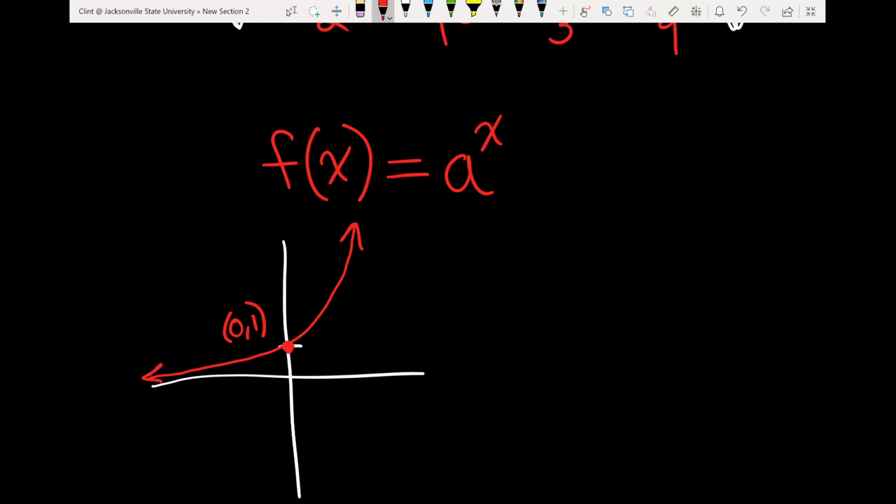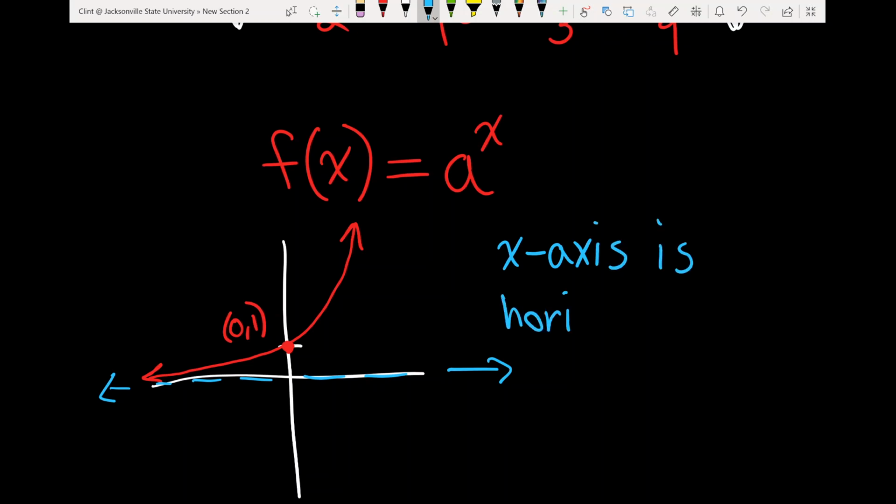Okay? We're never going to get negative y values out of these things unless we have a minus sign in front. If we just have a positive base, we're never going to get a negative y value. So another way of saying that is down here, the x-axis is a horizontal asymptote. Okay, that means we're never going to cross that line. Never going to cross the x-axis with these.